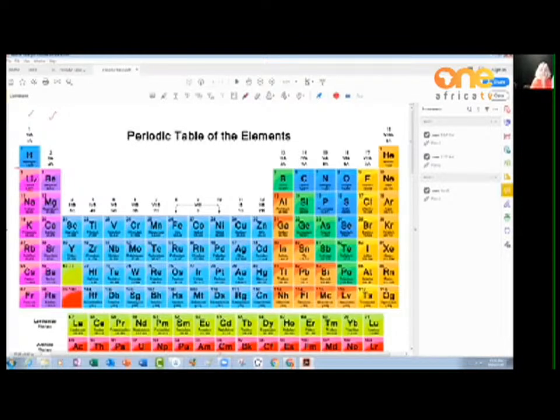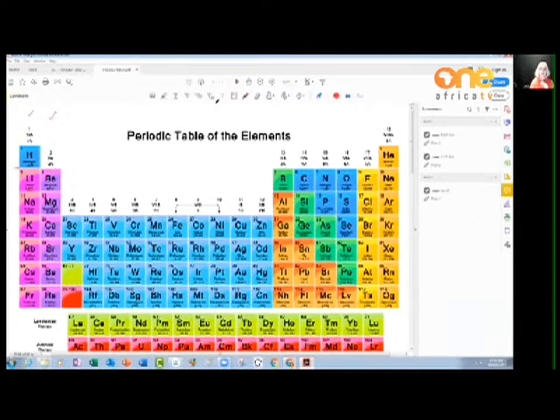And because one or two are very few electrons, it's easy for them to give them away to some other atom, to join with another atom during a reaction. And that is why they're very reactive. It's easy for them to give away their outer electrons.